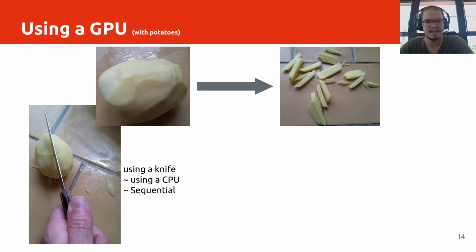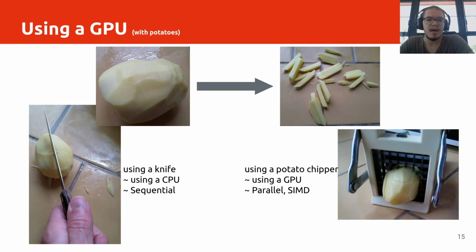First, let's say you are using a knife. It is a sequential process. You do one cut after the other. It's like a CPU. On the other hand, let's imagine you are using this amazing device, a potato chipper.